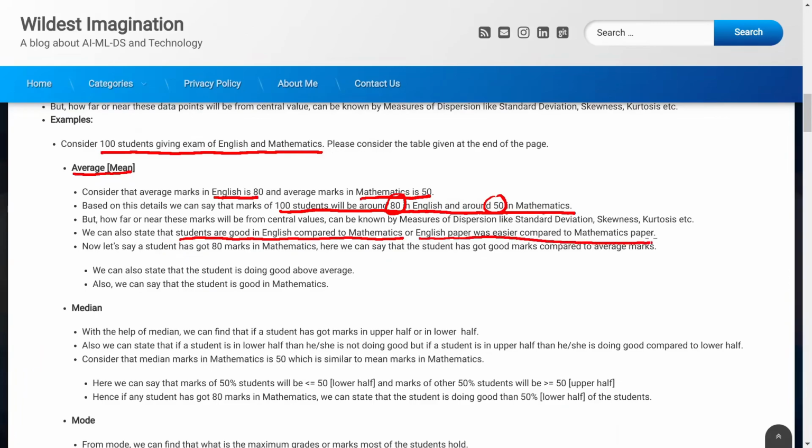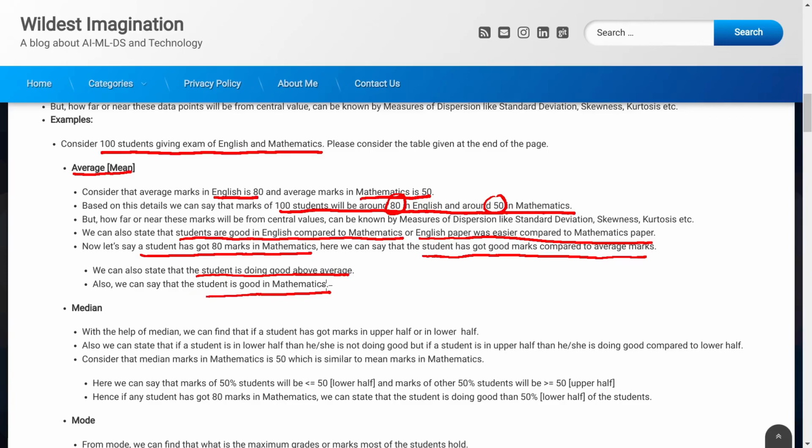So this was about comparing two different groups based on the central value. Next thing is comparing an individual from a group with the group itself. So over here, we have a student having 80 marks in mathematics. What can we say? That the student has got good marks compared to average marks. The student is doing good above an average, and the student is good in mathematics.